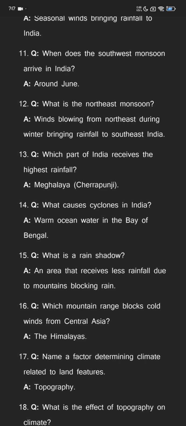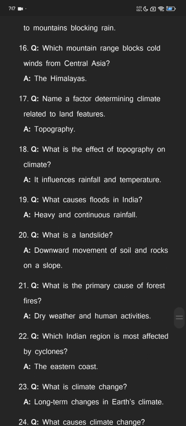What causes cyclones in India? Warm ocean water in the Bay of Bengal. What is a rain shadow? An area that receives less rainfall due to mountains blocking rain. Which mountain range blocks cold winds from Central Asia? The Himalayas. Name the factor determining climate related to land features. Topography. What is the effect of topography on climate? It influences rainfall and temperature.